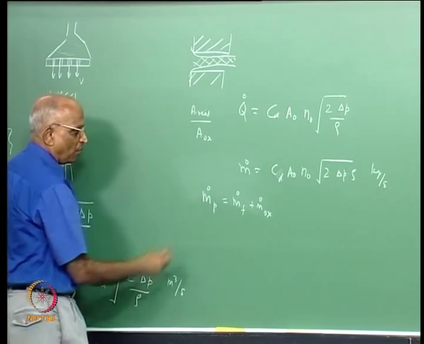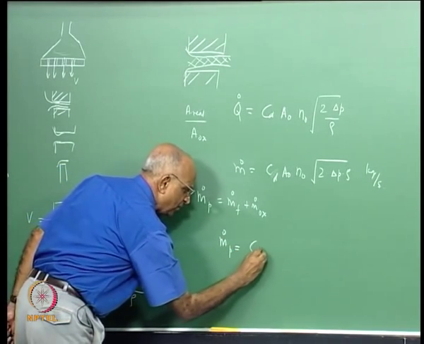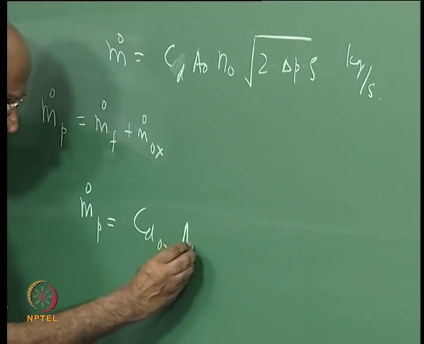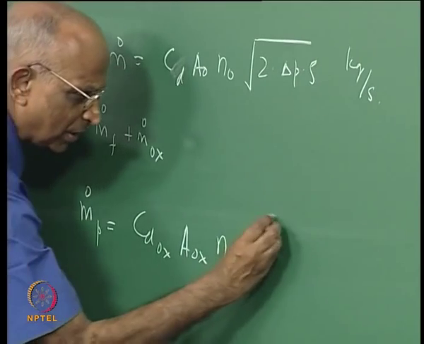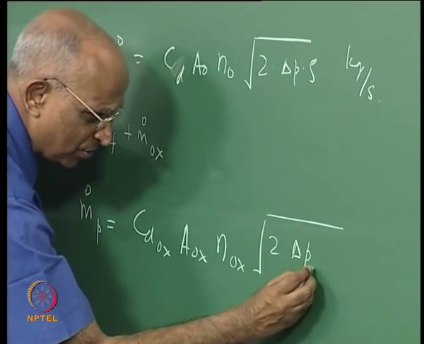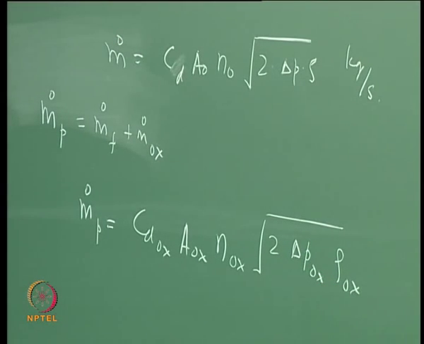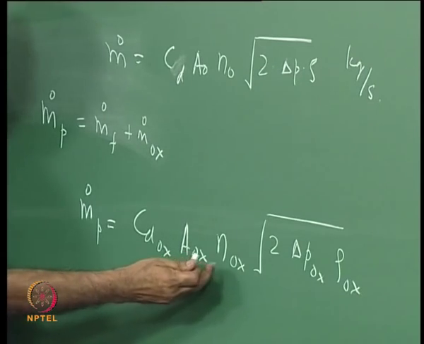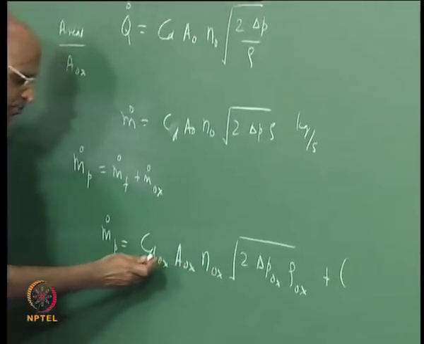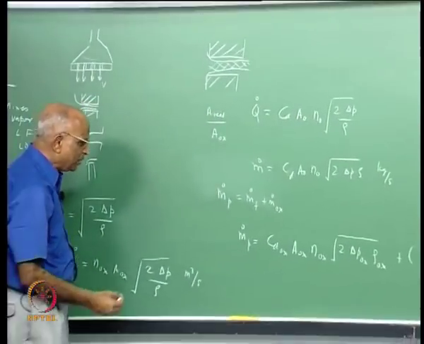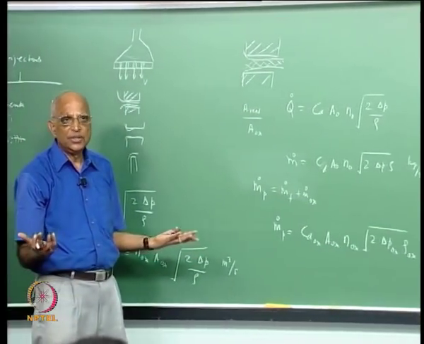and I can get the required flow what I want, and therefore the total propellant flow will be equal to CD for the oxidizer orifices, area of the oxidizer orifices into the number of oxidizer orifices into something like 2 delta P across the oxidizer orifices into the density of the oxidizer. And similarly for fuel I write CD fuel, A fuel, N fuel and all that, and I get the other term, which is just I substitute oxidizer by the fuel. And what was the mixture ratio? Mixture ratio is this quantity divided by the other quantity, and we know how to design a shower head.